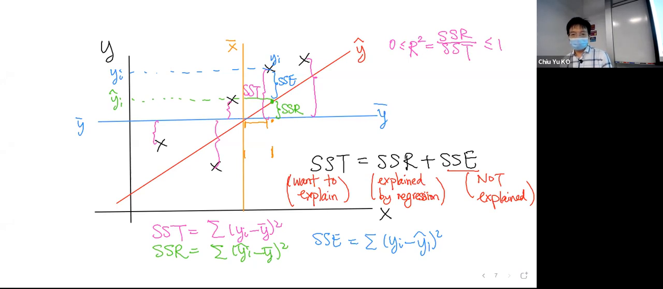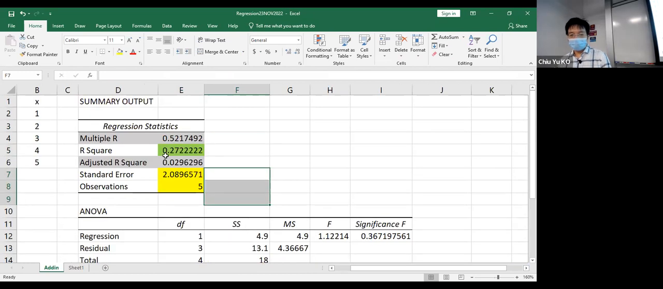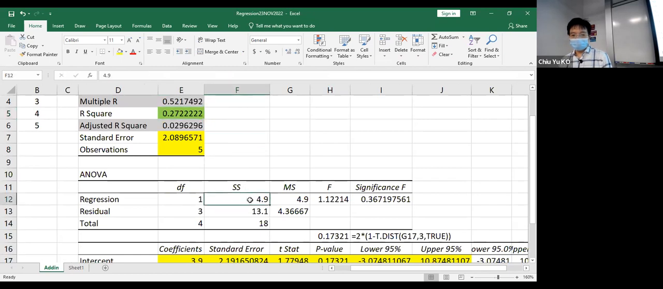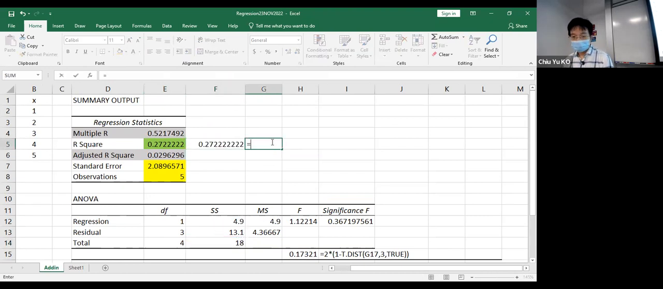So go back to the Excel, it actually is there. This R-square, in this particular example, the regression actually explains 27% of the data. Or you can calculate the SSR over SST. So it's just 4.9 over 18. So that gives you this guy. So let me actually work it out. This is just 4.9 over 18. Okay, so that's how you get this formula there. So I hope that's clear what we get. This is SSR, SSE. Is that okay?